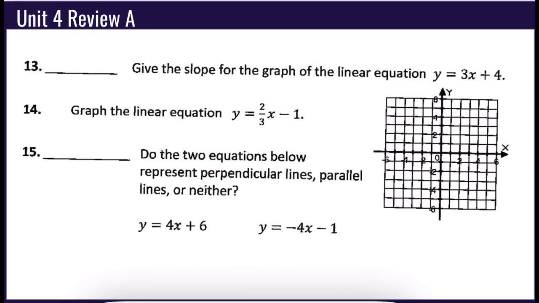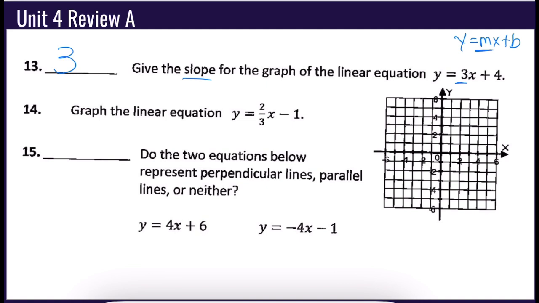13, they give us an equation, y equals 3x plus 4, and they want the slope. Remember, the slope is the number that is attached to x. So if we're thinking about it as slope-intercept form, that slope is whatever number is right here. And in this case, that's a 3. So our slope is 3.